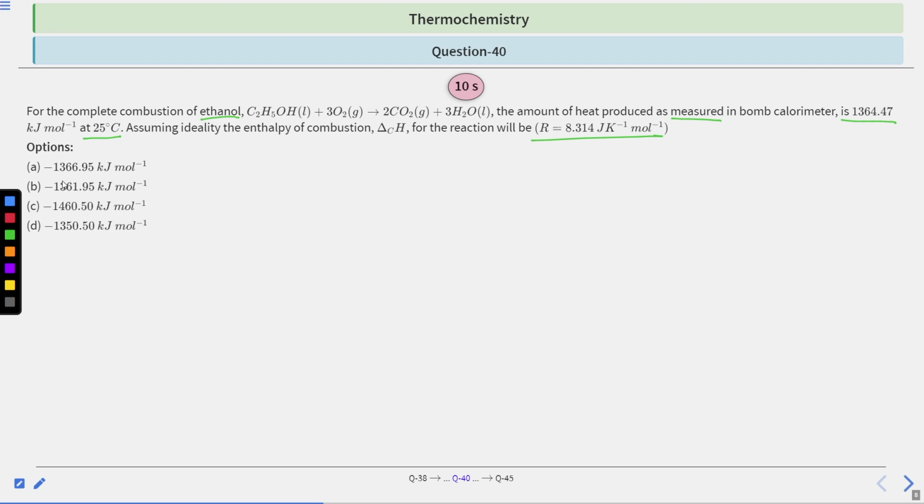Options are minus 1366.95 kilojoule per mole, minus 1361.95 kilojoule per mole, minus 1460.50 kilojoule per mole, or minus 1350.50 kilojoule per mole. So you have 10 seconds to solve this question. After that, we will see the answer.